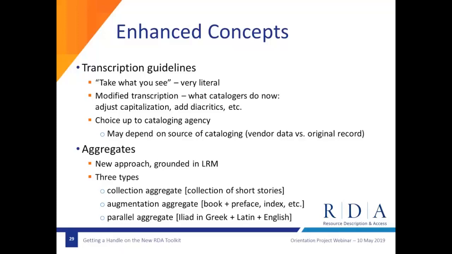Another enhanced concept is aggregates. This is a new approach grounded in LRM. There are three types. There's a collection aggregate, such as a collection of short stories, an augmentation aggregate, which is pretty much everything you see as a monograph, which is a book with a preface, an index, illustrations, anything else that goes beyond the text that the author wrote. And then there's a parallel aggregate, such as that Iliad example we saw earlier, in the original Greek plus Latin plus English. There will be another separate webinar specifically about aggregates, and so I won't go into more detail today.